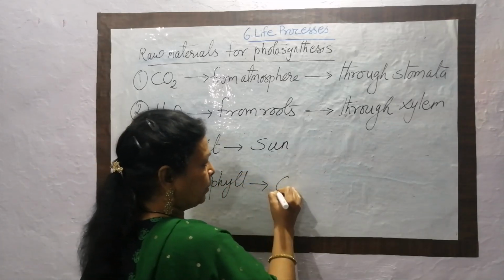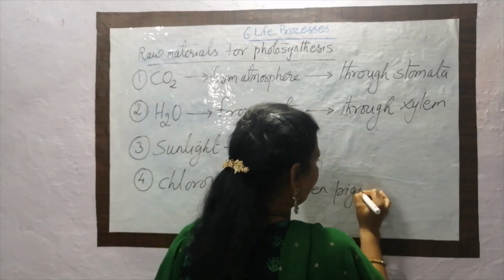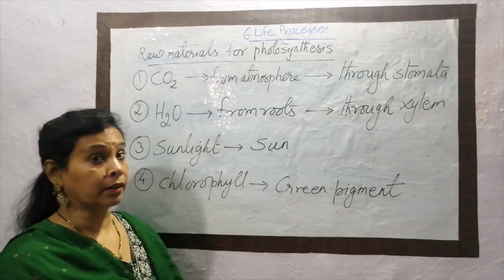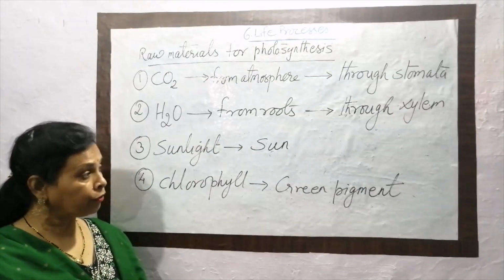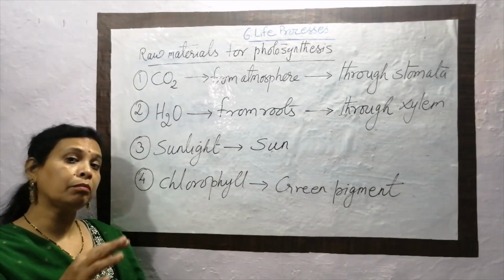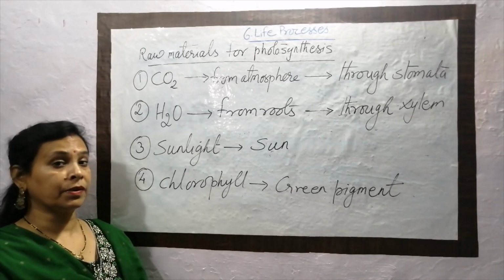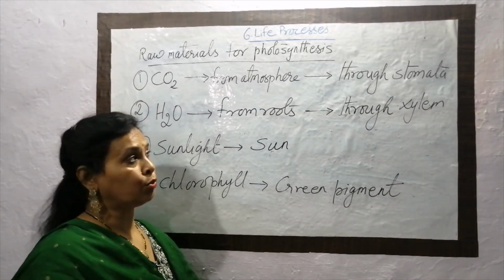Chlorophyll is actually the green pigment, the identifying character of the plant. Plants we call green plants because of this green color, and only green plants have the capability to prepare food. So chlorophyll is inbuilt material that is already present in the site of photosynthesis. But how is this process going on?